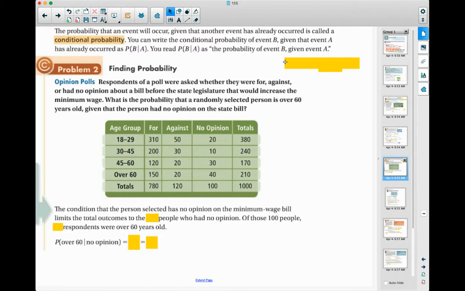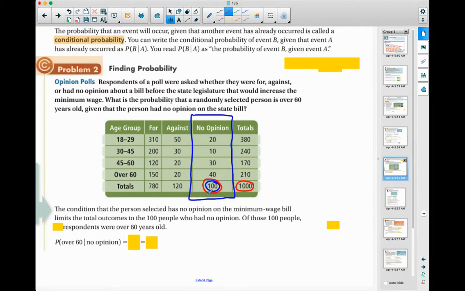on the state bill? Okay, so given that the person has no opinion on the state bill, we're looking to shrink the sample space. If I shrink that sample space, I'm looking at the people who had no opinion, and the total of people who had no opinion is 100. So the condition that the person selected has no opinion on the minimum wage bill limits the total outcomes now to 100 people. Instead of looking at the 1,000 people that we asked, we're now only limiting ourselves to the 100 that had no opinion.